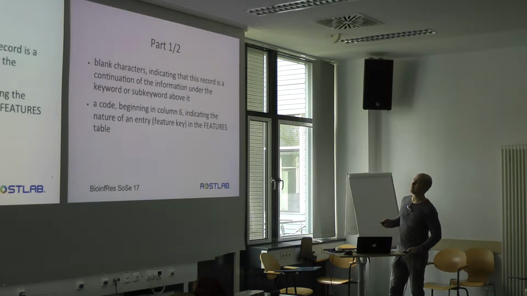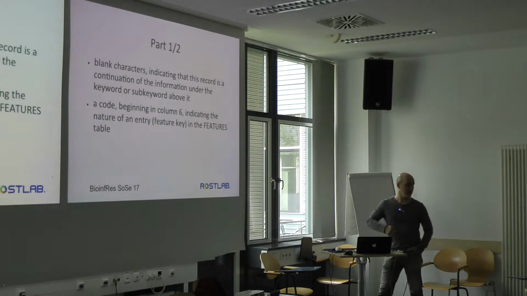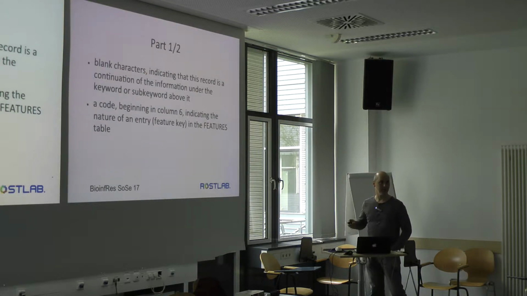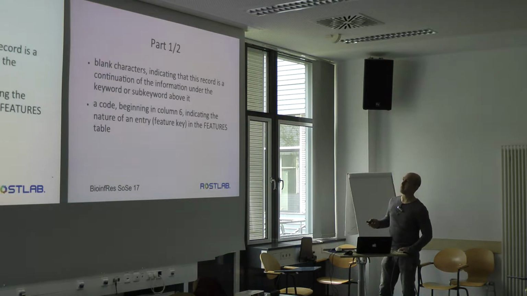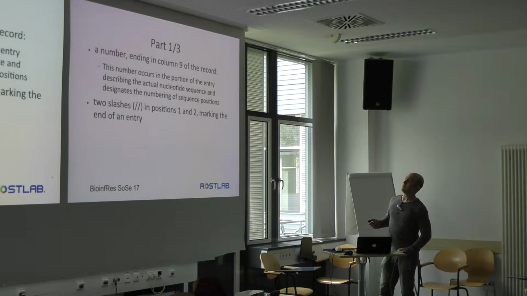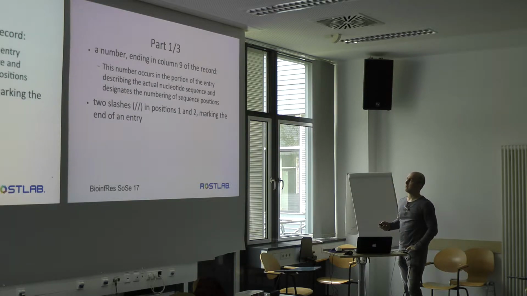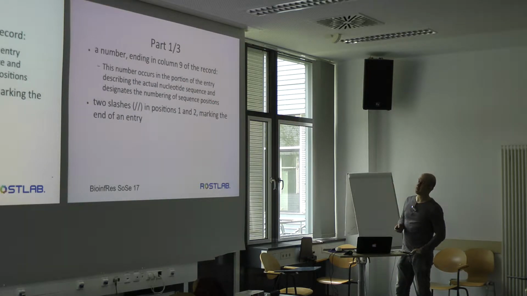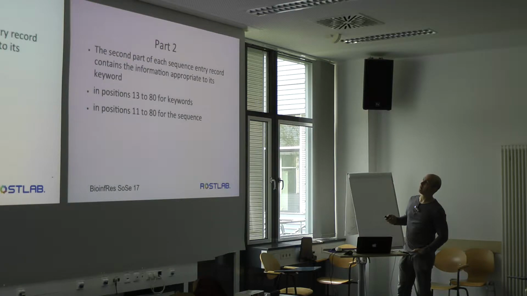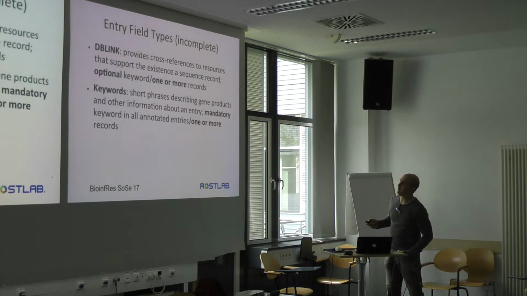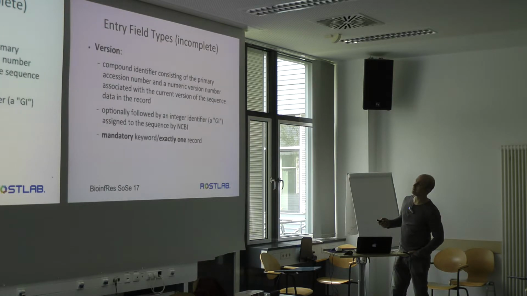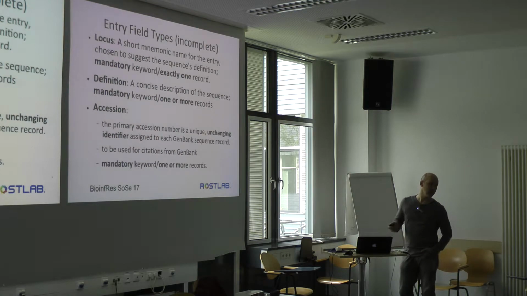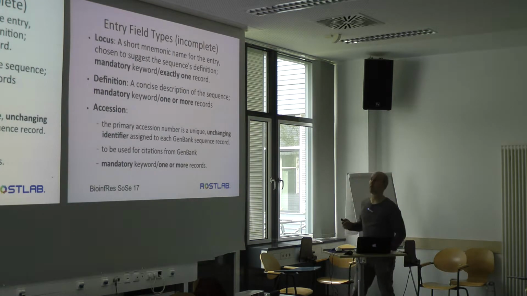A code in column 6 indicates the type of feature key in an entry in the feature table. So this is a very rich thing to list all types of annotations. This can be there, but doesn't have to be. Okay. Then we have some kind of numbers to describe the thing, and we will see this later on. This is only for completeness, and it's easier to understand if you then go to the specific suggestions.